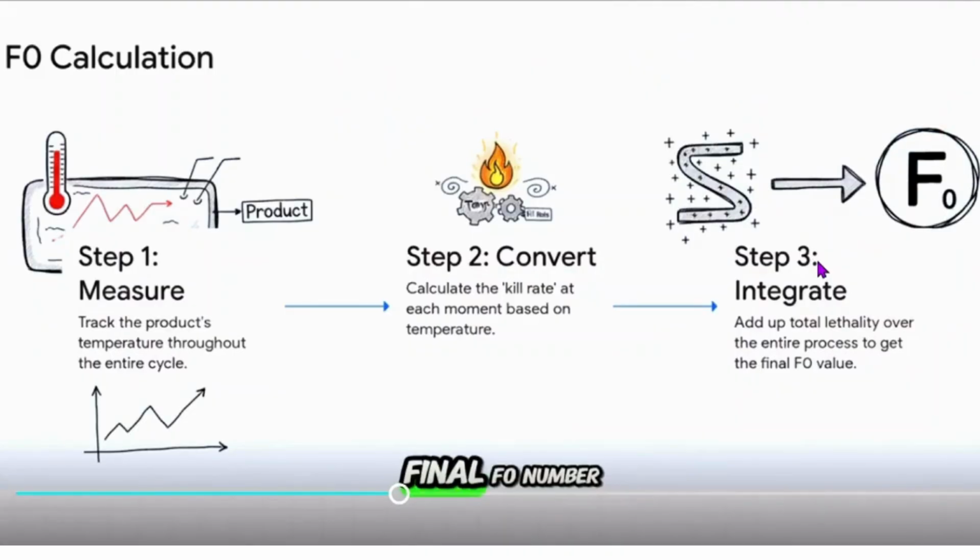So how's it done without getting lost in some crazy complex math? Well, conceptually, it's a pretty neat 3-step process. First, you stick probes in your product to track its temperature through the entire cycle, the heating up and the cooling down. Second, for every single moment in time, a lethality rate is calculated. Basically, how much kill power is being delivered at that exact temperature at that exact second. And finally, you integrate. You just add up every single one of those lethal moments over the whole cycle to get one final super important F0 value.